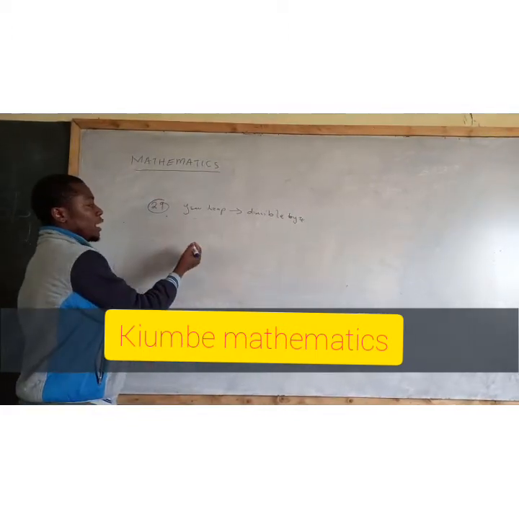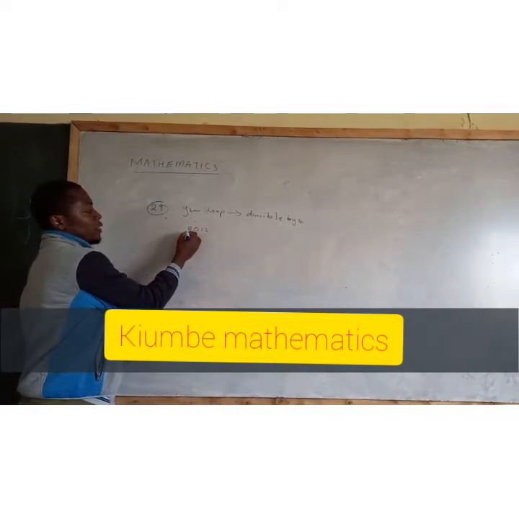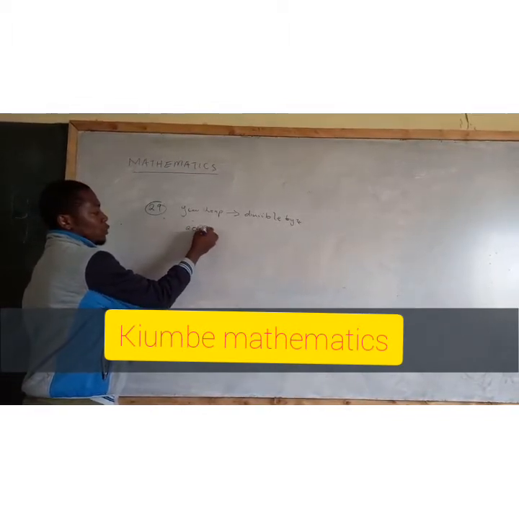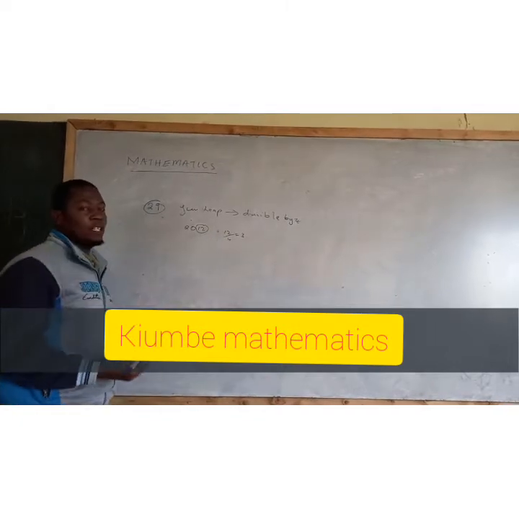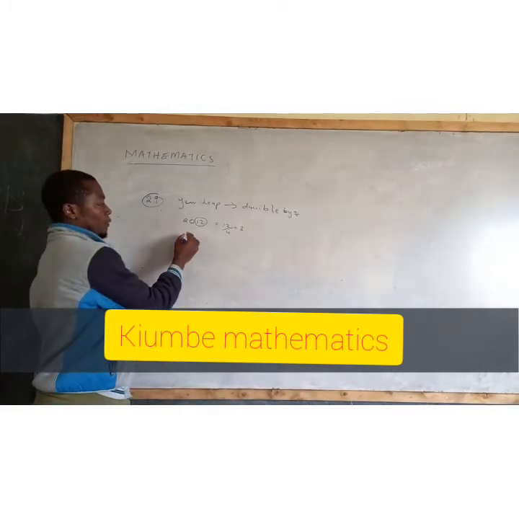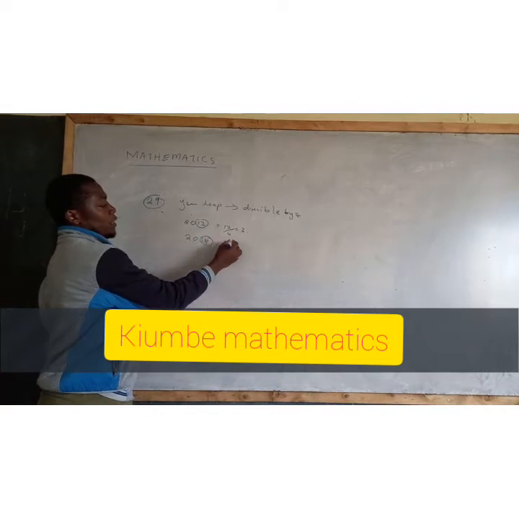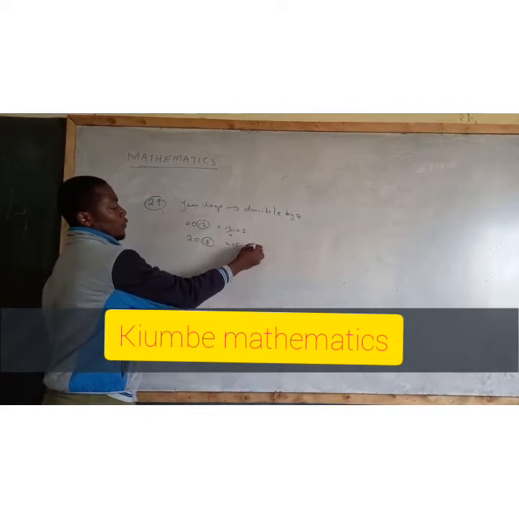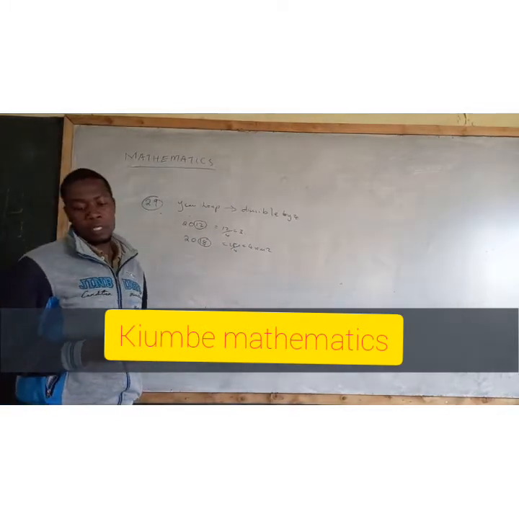You take a year, for instance 2012. Take the last 2 digits and divide them by 4. If they divide perfectly by 4, then you know that particular year is a leap year. For instance, if you take 2018, you take 18, divide by 4, it is 4 with a remainder of 2. Therefore, that one is not a leap year.